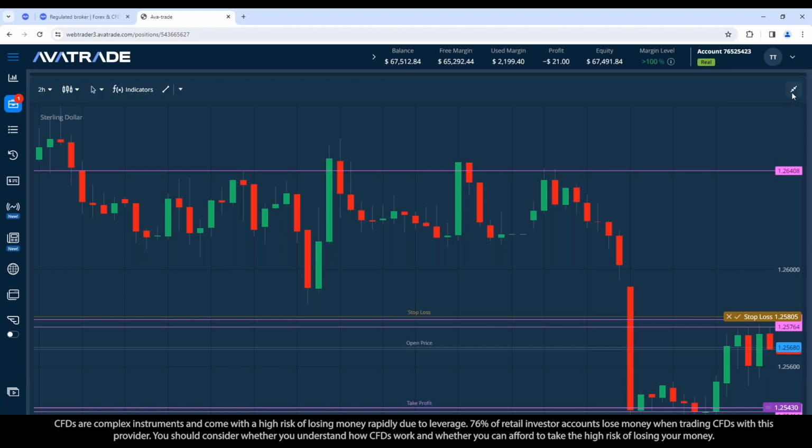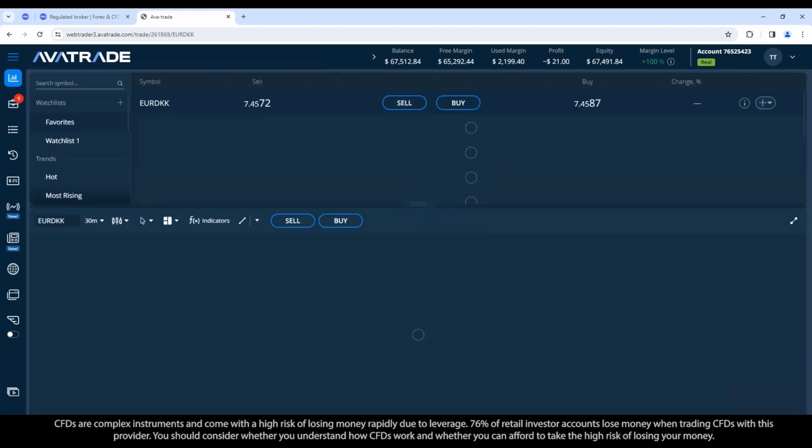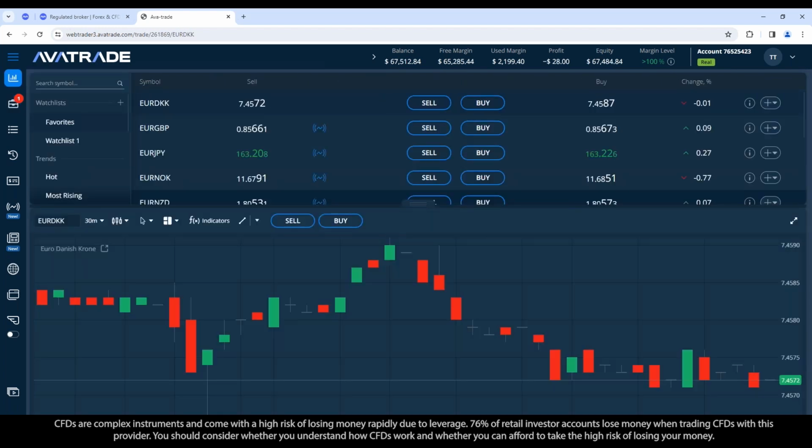So very easy to adjust your trades once they've already been opened, and obviously easy to set them up while you're opening them.